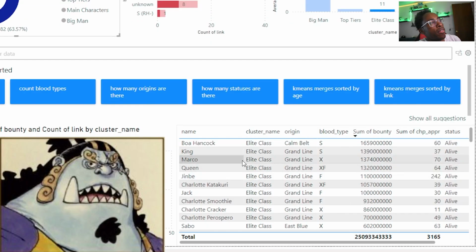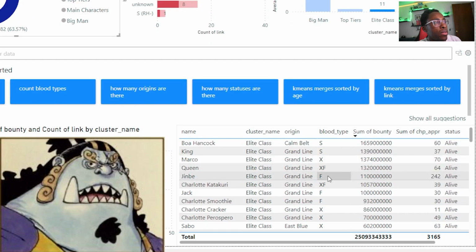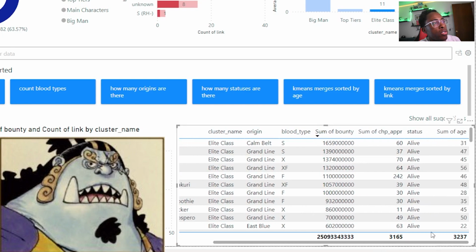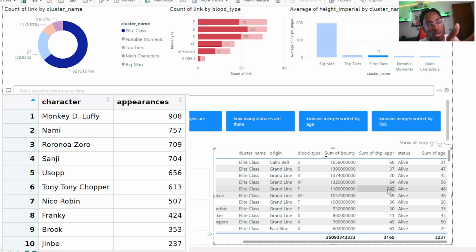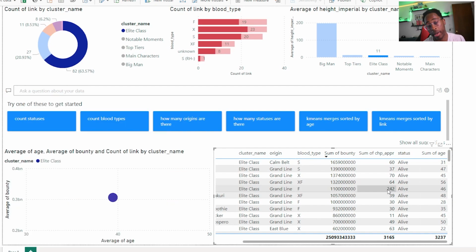So if we look at Jinbei, right, he has the same blood type as Luffy, being F. He has a 1.1 billion bounty, deservedly so. But I think some of the reasons he's not in the main character grouping is he hasn't appeared in as many chapters as most of the Straw Hat crew has appeared in. And he's also older, right? So some of the defining attributes of the main Straw Hat crew is they're younger, very high bounty, and they appear in almost every single chapter.